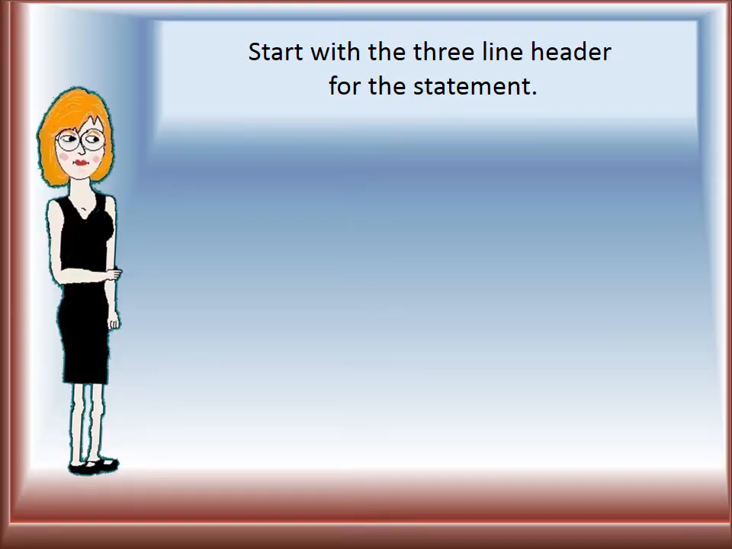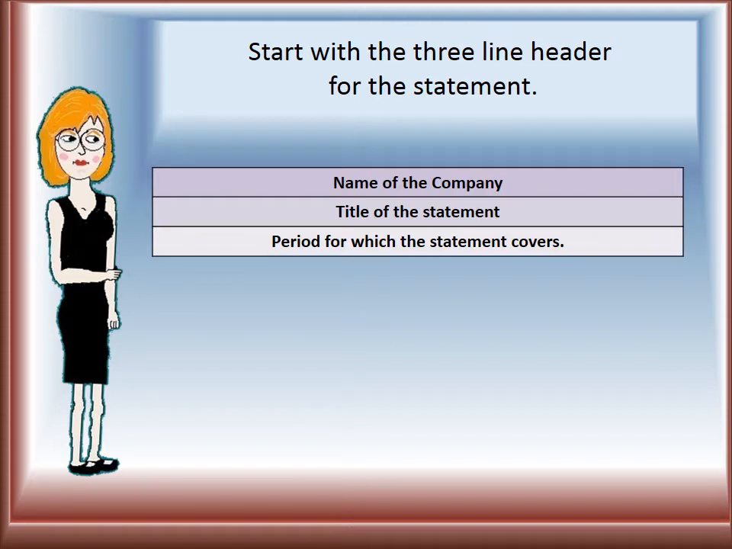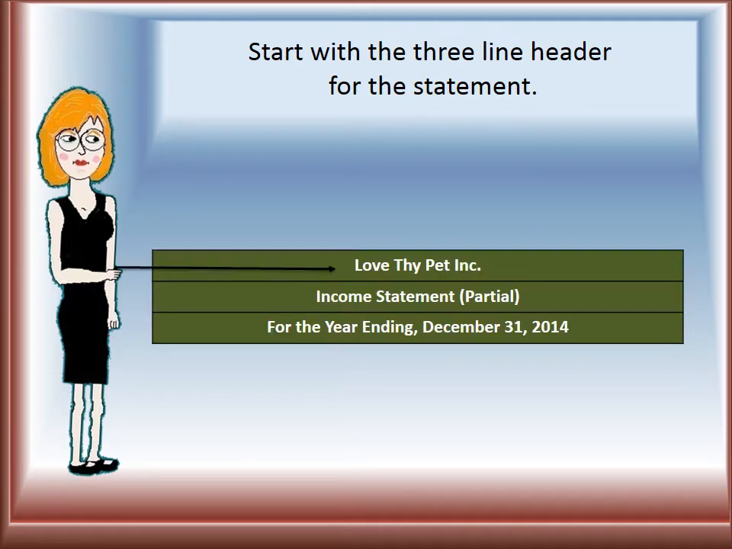Let's start with the three-line header for the statement. We start with the name of the company, then the title of the statement, and then the period which the statement covers. In our example, the name of the company is Love Thy Pet Inc.